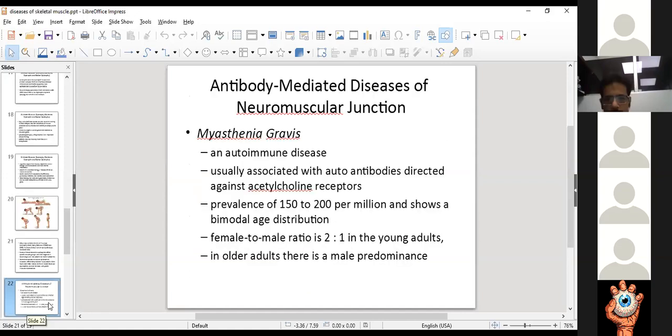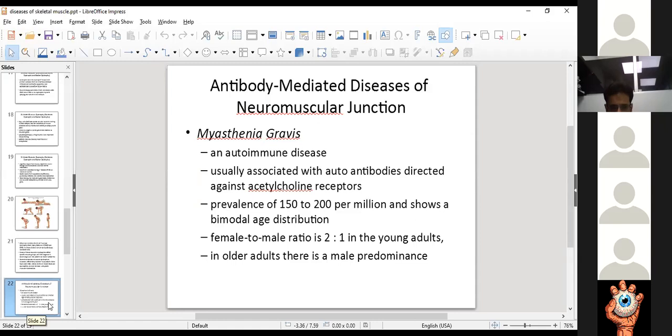Now, antibody-mediated disease of the neuromuscular junction. Unlike GBS, this is a disease of the muscular system, skeletal muscle. It is also an autoimmune disease and usually associated with autoantibodies directed against the acetylcholine receptors. Prevalence is around 150 to 200 per million and shows a bimodal age distribution.